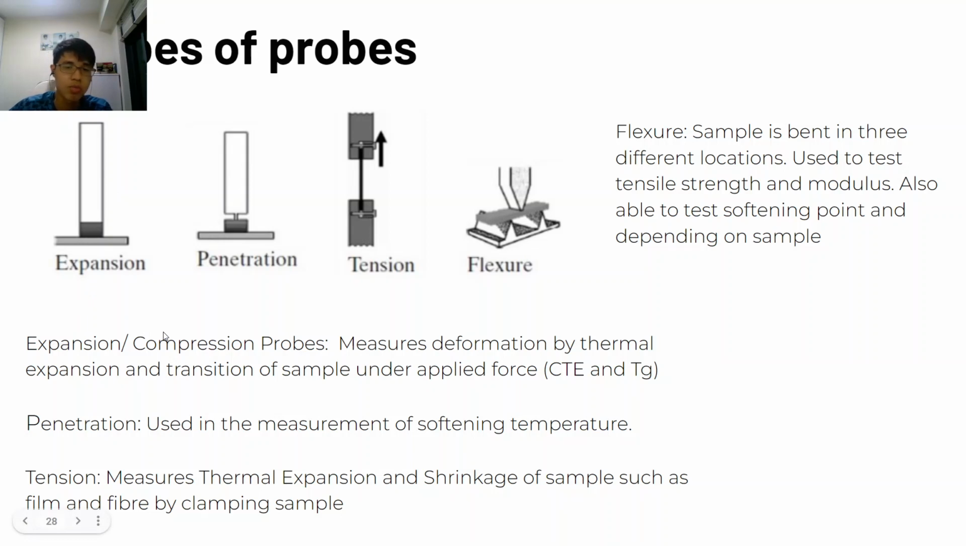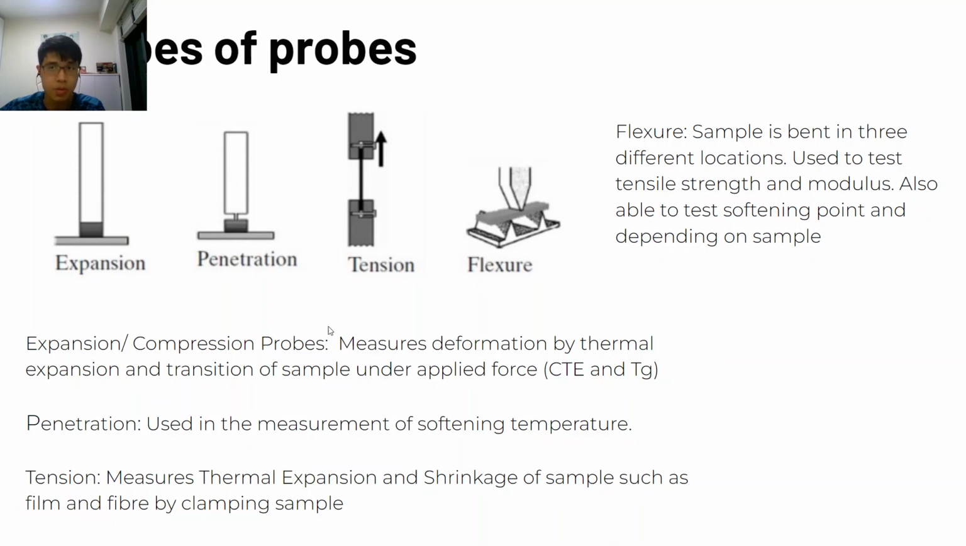So the expansion and compression probe measures deformation by thermal expansion and transition of the sample under applied force. So essentially it measures something called CTE and TG, both of which I will discuss later on. Next will be penetration, which is used in the measurement of softening temperature. Before I elaborate any further, I'd like everyone to take note that there's a difference between softening temperature and glass transition temperature. Next is tension, which measures thermal expansion and shrinkage of the sample, and is especially useful for measuring films and fibers.